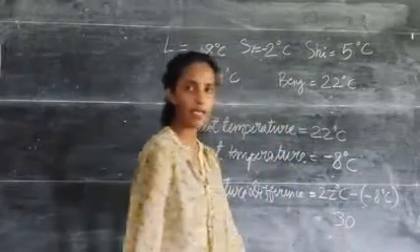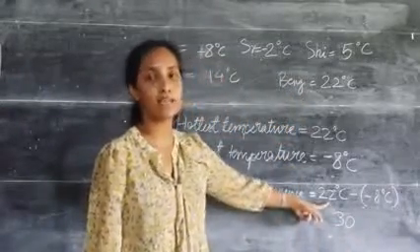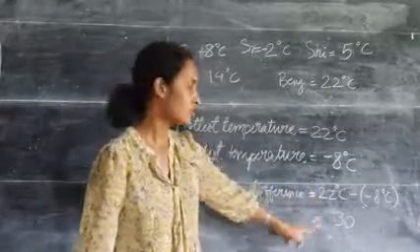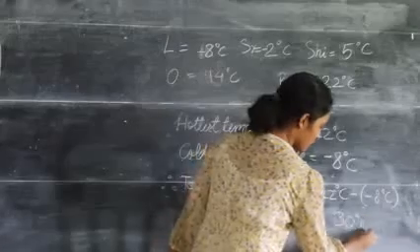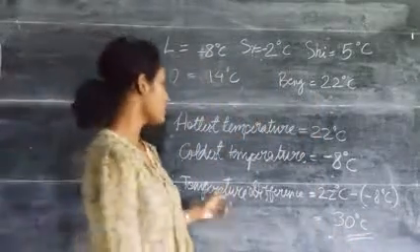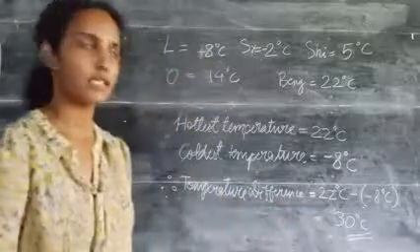And what is the greater number here? 22 is the greater number. What is the sign of 22? Plus. So, that means the answer will also be plus, right? So, 30 degrees Celsius. Okay? So, now the temperature difference is 30 degrees Celsius, alright?